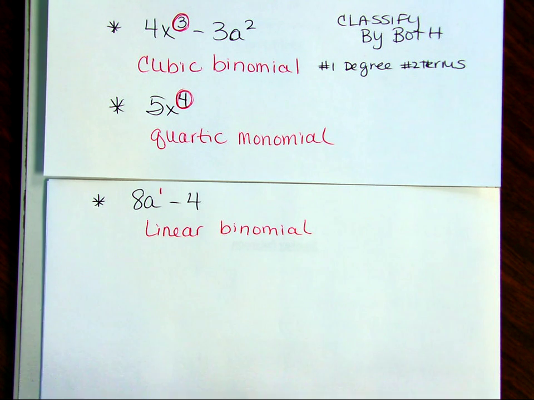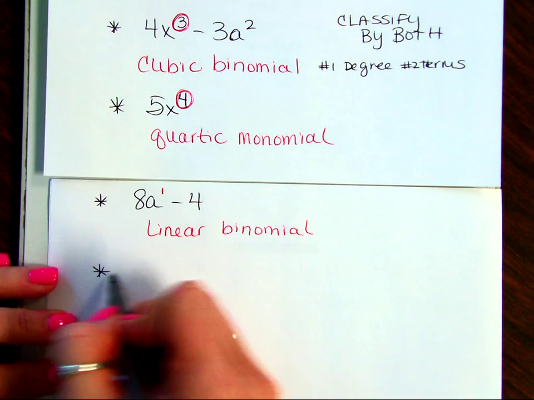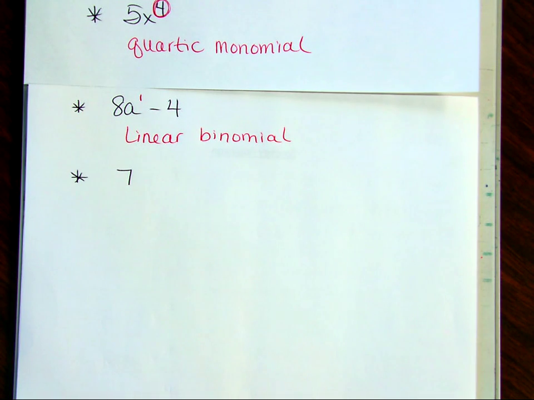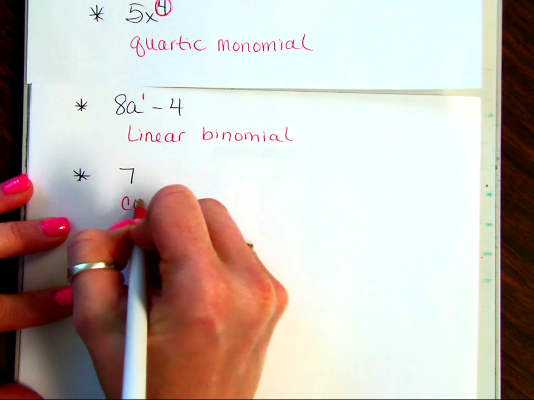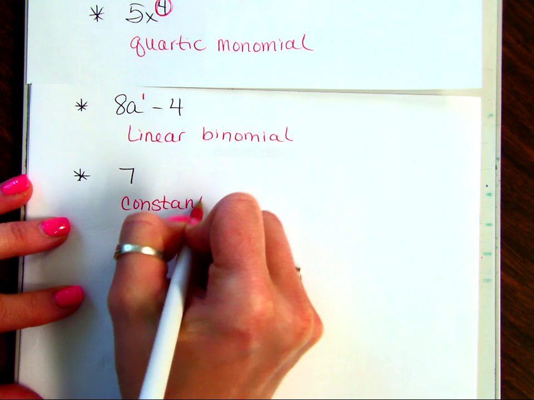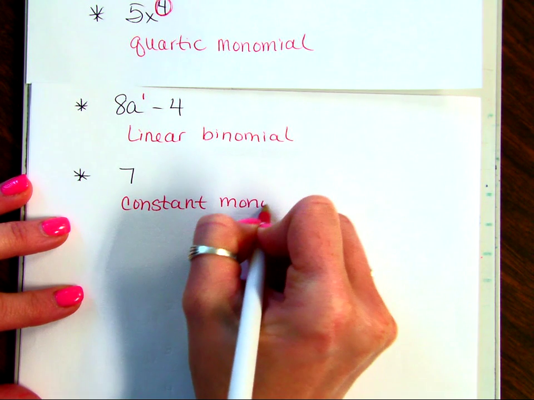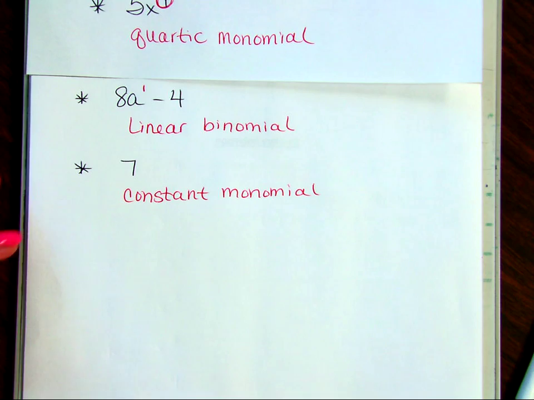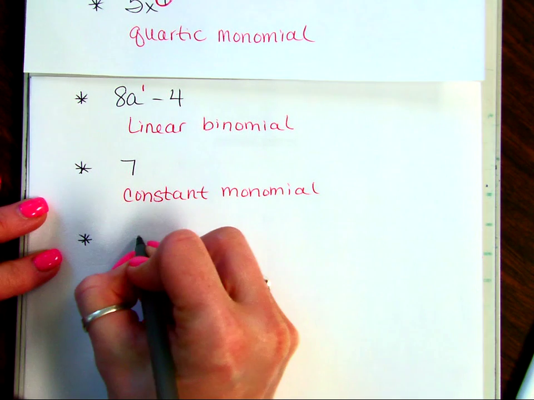Okay. How about just this? It's a monomial because there's only 1 term, and it's constant. So we're going to call this a constant monomial. Okay. Then there's always ones like this that can get confusing.